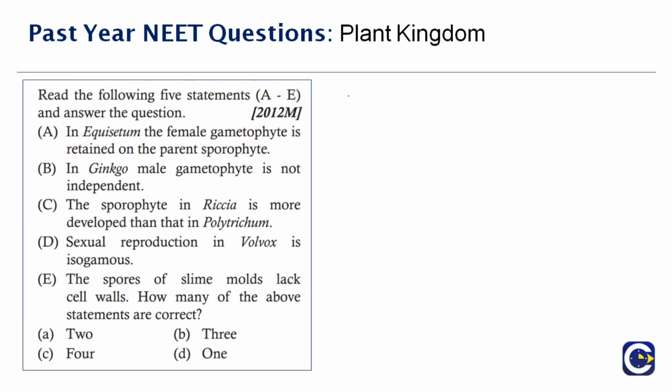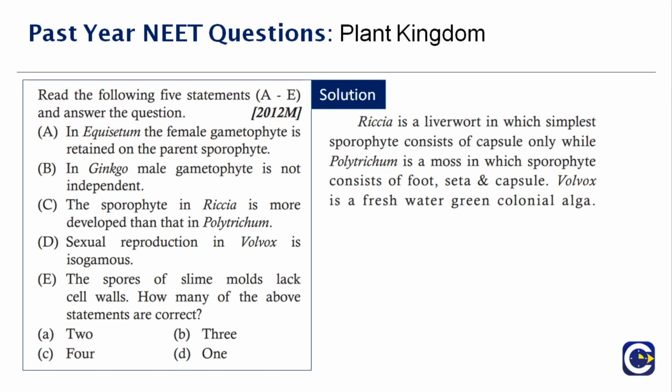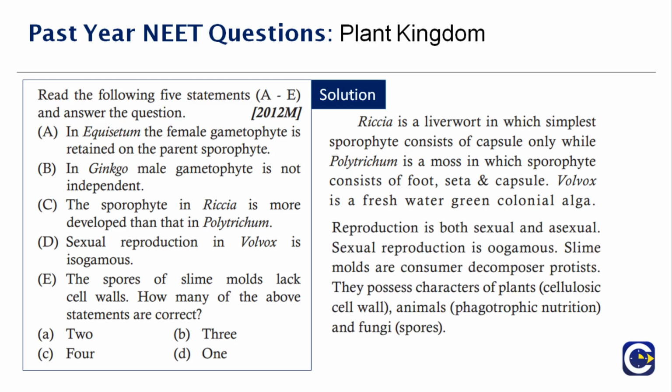Now let's move to the next question here. Again, you have to read the statements and answer the question. So we will go statement by statement. Look at the first statement: in Equisetum, the female gametophyte is retained on the parent sporophyte. Second one, in Ginkgo, the male gametophyte is not independent. Out of the 5 statements given here, only 2 are correct. Statements A and B are correct. The rest of the 3, C, D and E, are wrong.